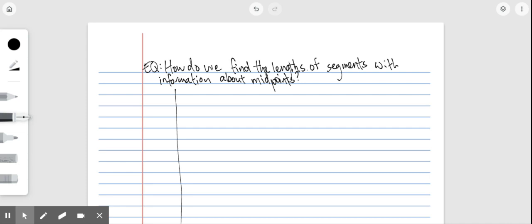Hello, beautiful people. Today we're starting chapter 1.3, which is about midpoint and distance formulas. So we're going to start with midpoints. Our essential question is, how do we find the lengths of segments with information about midpoints?